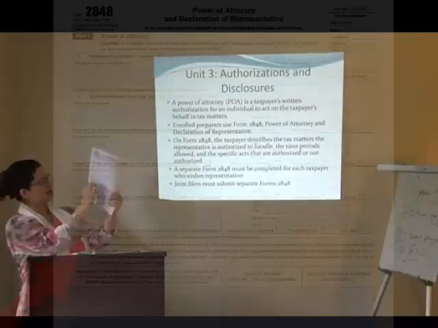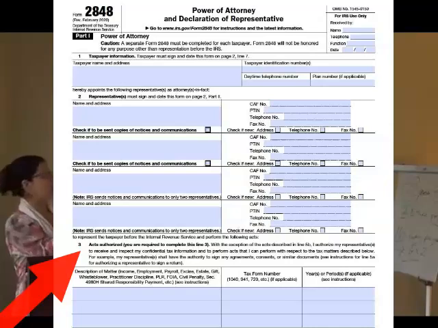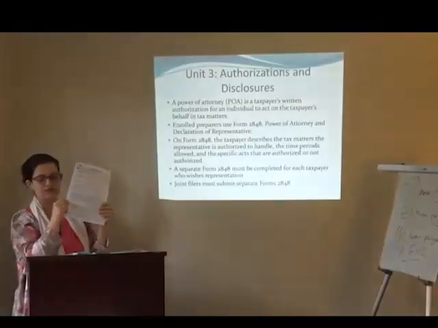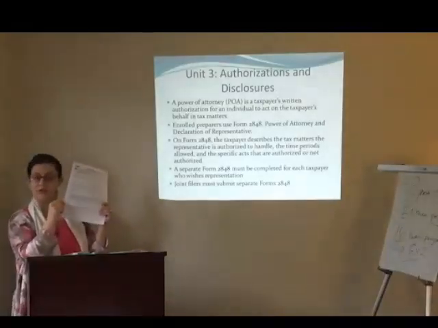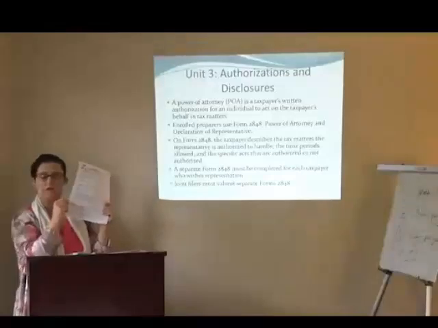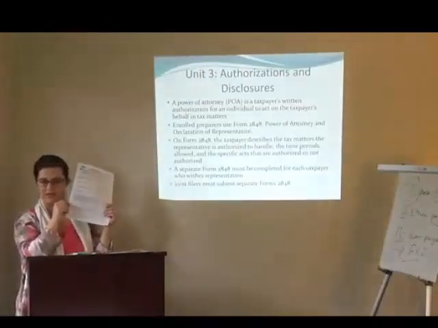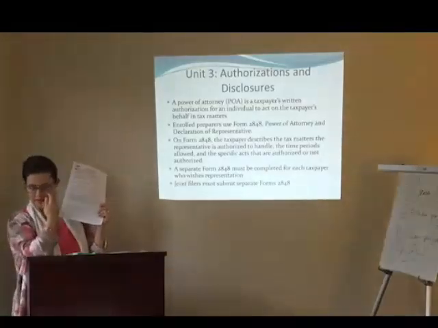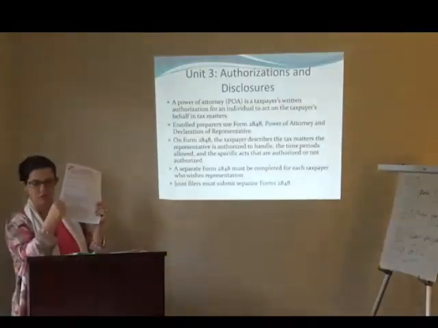Right here in this little spot number three, this is the acts authorized, and you have to put the description of the matter. Okay? You cannot put all matters. They will be rejected. Usually what we just put is income tax. If we're dealing with a payroll tax issue, we will put income tax and payroll tax. You can add more to this list, okay, if you wish.